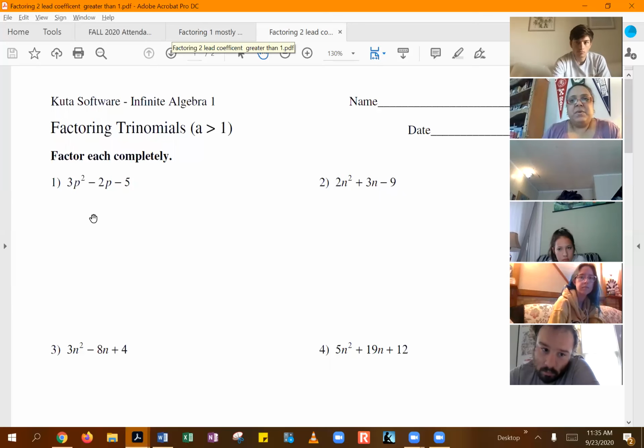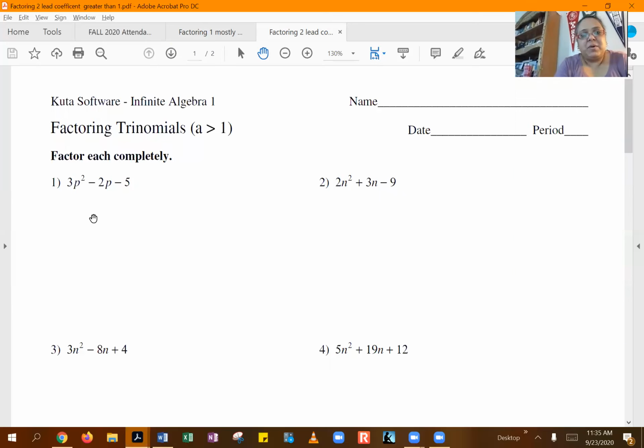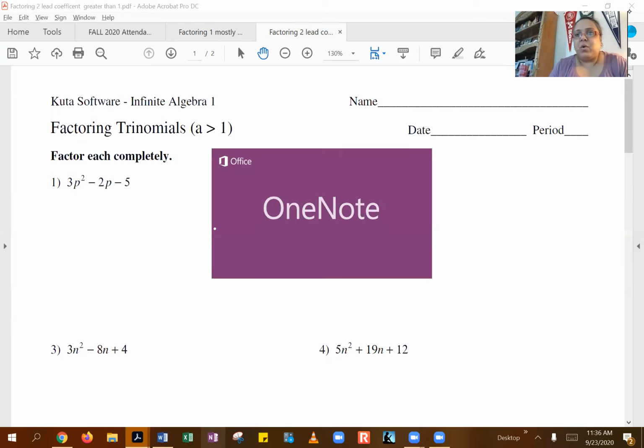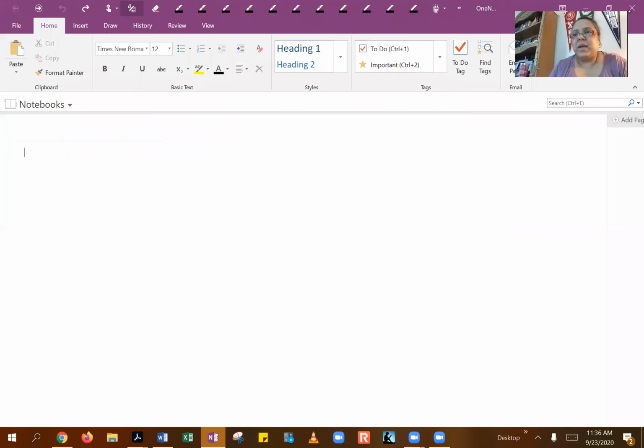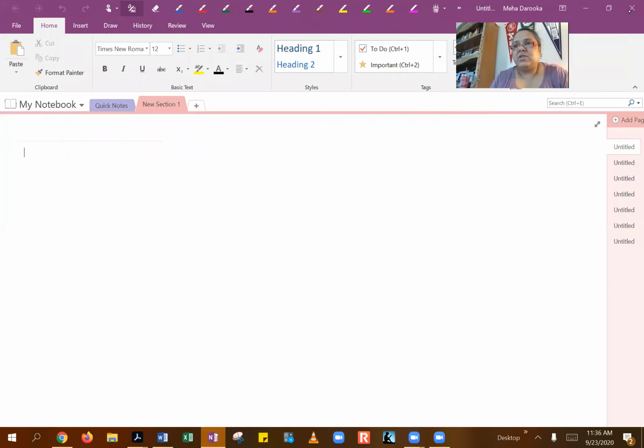As you can see with this very first example, we are not able to bring that 3 outside as our greatest common factor because 3 of course would not go evenly into 2 or 5. So this is where you can use trial and error to help you out, or you can do it more in an algebraic sense. So let me show you how we would break this down.